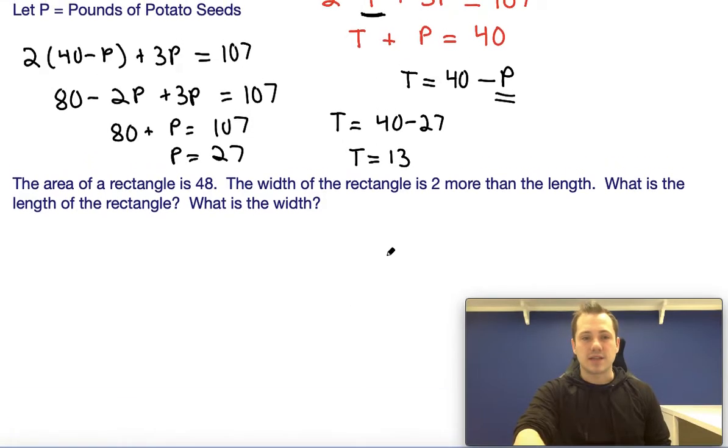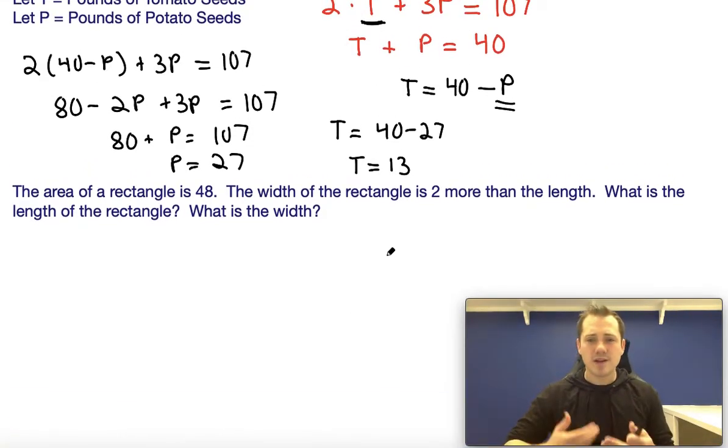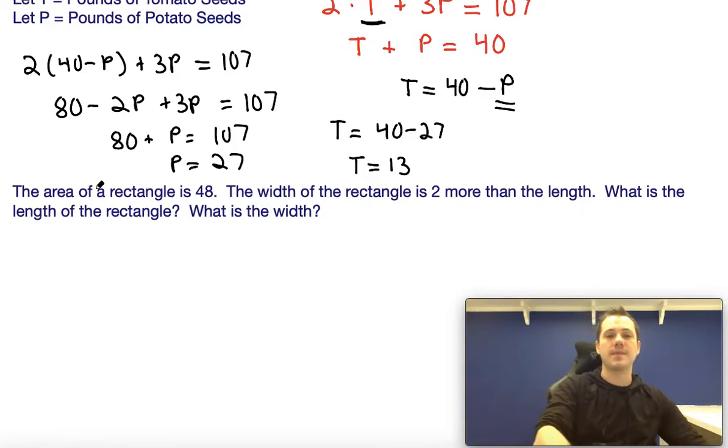Now we'll go ahead and take a look at the final problem here. So the area of a rectangle is 48. Now this requires you to remember a little bit about geometry, and just remember that the equation for area is equal to length times width. So if the area is 48, we could say that 48 is equal to length times width.